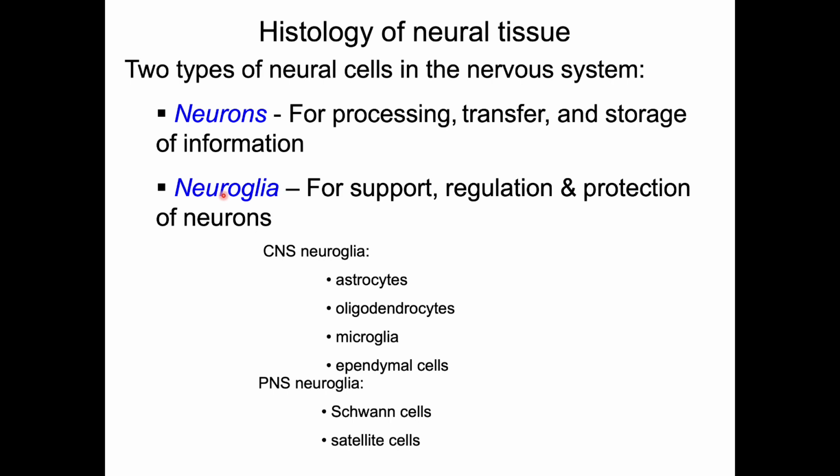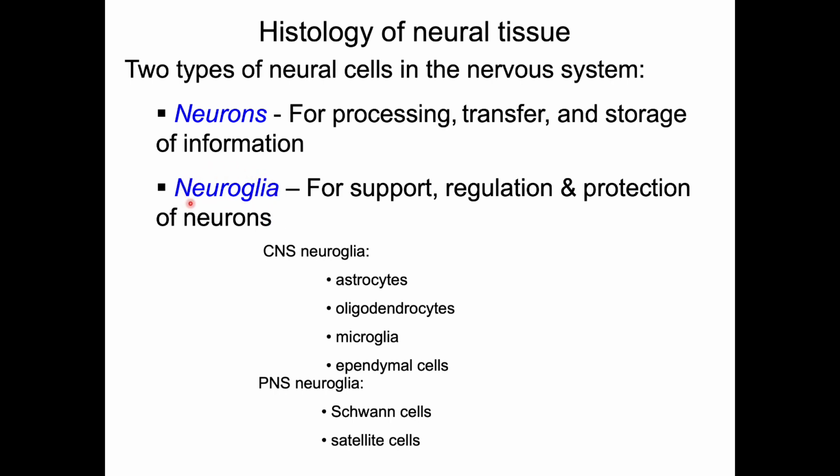Neurons are those really long cells that you learned about in anatomy. We do have a few different types of neurons I'm going to teach you about today, but these neurons are for processing, transferring, or storing information. However, the majority of the cells in your nervous system, and this is kind of a fun fact that not a lot of people know, is the majority of those cells are the neuroglia cells.